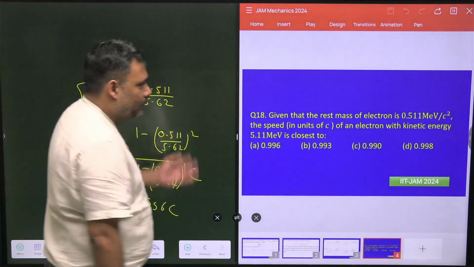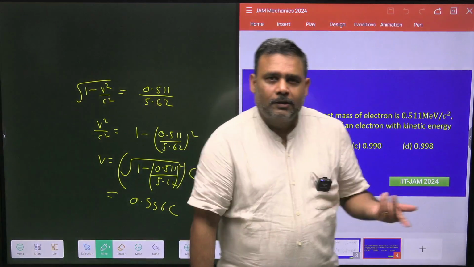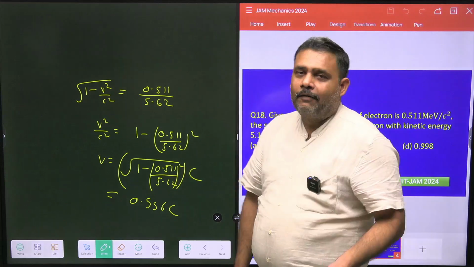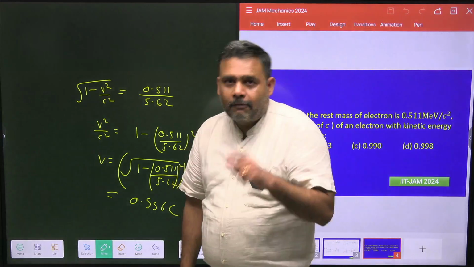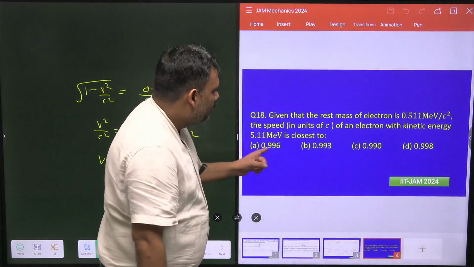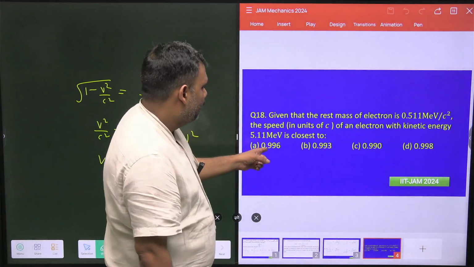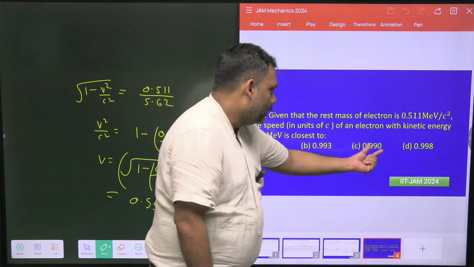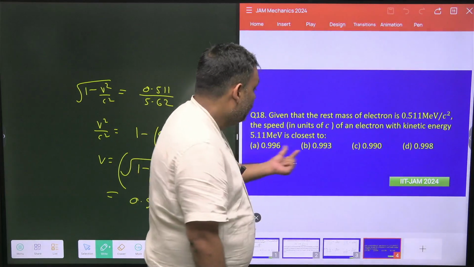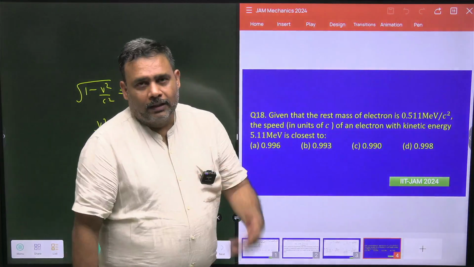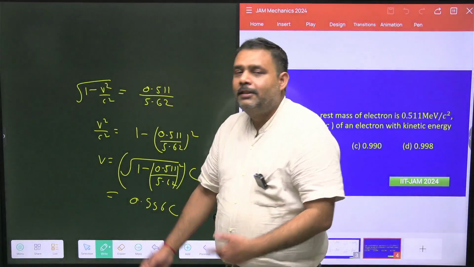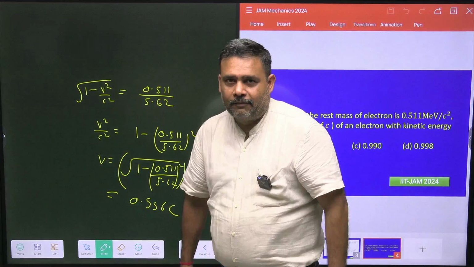0.996c. So this is a straightforward question just based on the formula, but yes, you have to do this calculation in a very smart way and very accurately, because in this particular problem you can see that all the answer options are almost near to each other. So you have to do very accurate calculation. This is the only thing you have to take care of. Otherwise, this problem is very simple and straightforward. Thank you.